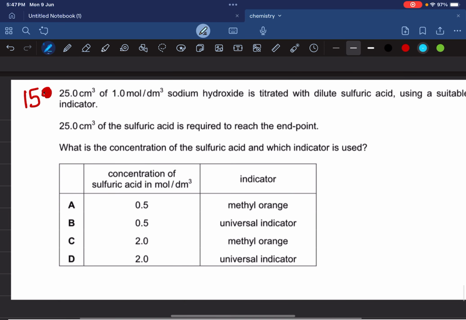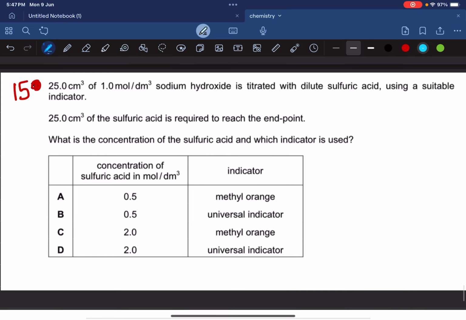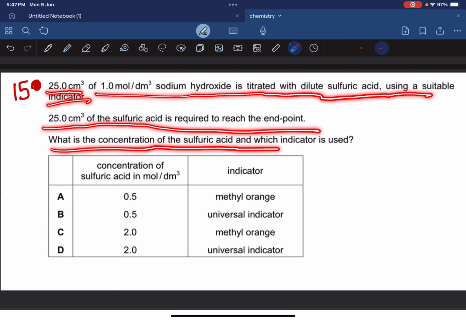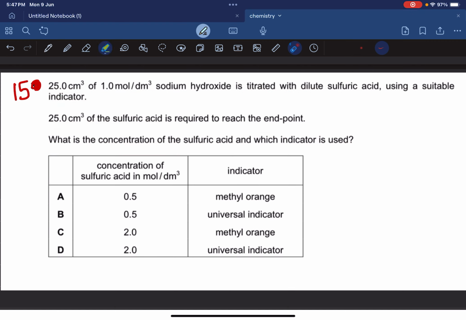Another very beautiful MCQ. If you're able to get it right, then you are really going good. Okay, 25 cm cube of 1 mole per dm cube sodium hydroxide is titrated with dilute sulfuric acid using a suitable indicator. 25 cm cube of sulfuric acid is required to reach the endpoint. What is the concentration of sulfuric acid and what indicator is used? Firstly, what are we doing? We are doing a titration, okay? We are titrating sulfuric acid with sodium hydroxide.